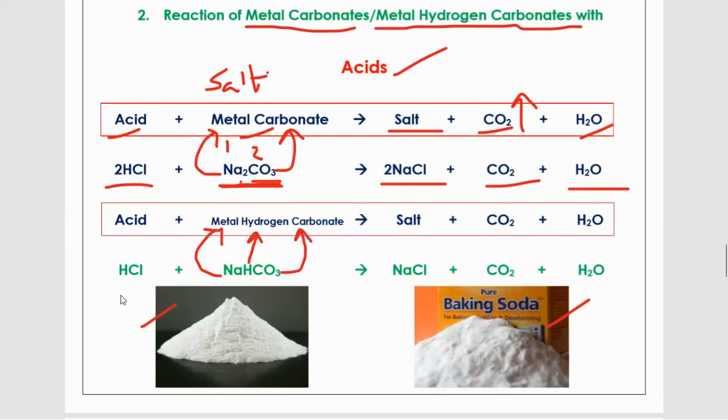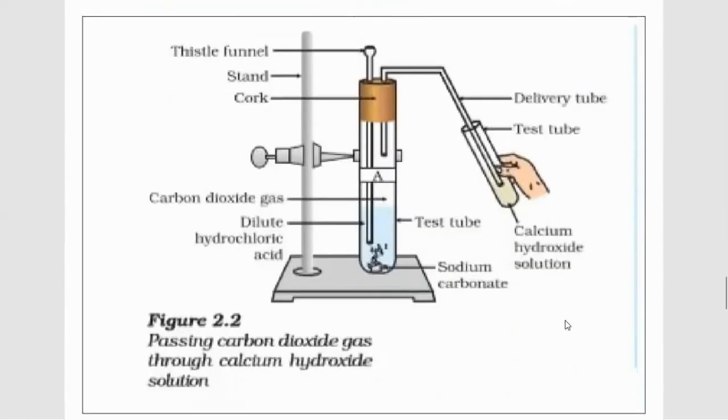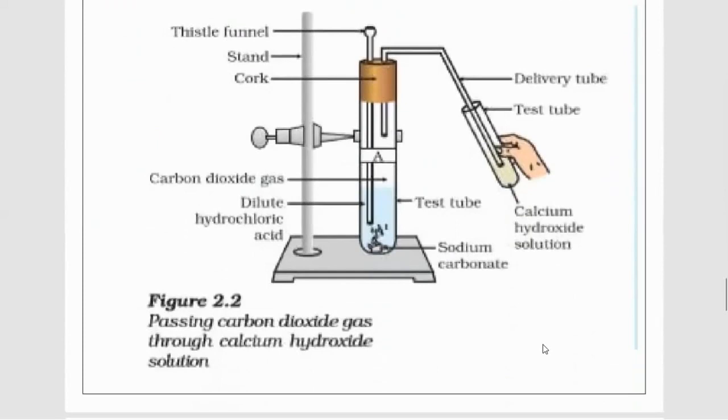While coming to the equation, HCl plus NaHCO3 gives rise to, of course, salt NaCl. Carbon dioxide gas is released, and water is released. So whatever it may be, metal carbonate or metal hydrogen carbonate, the products are the same: salt, CO2, H2O. And there is an experiment in your textbook.